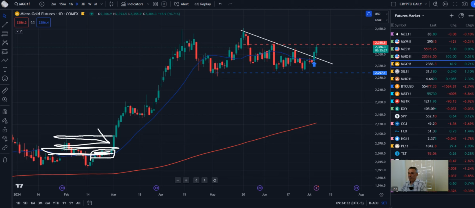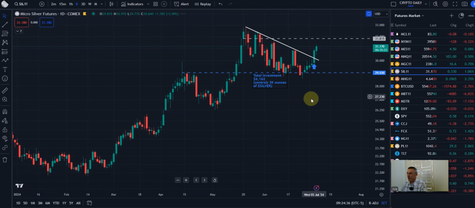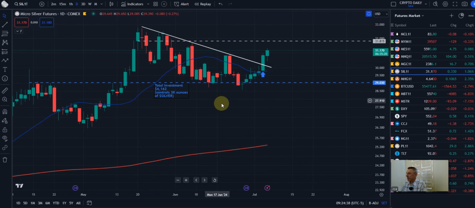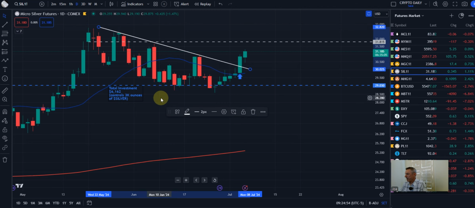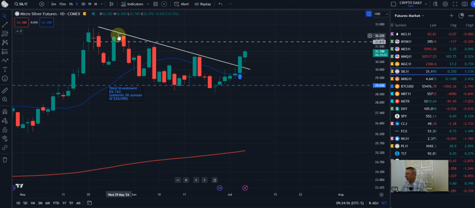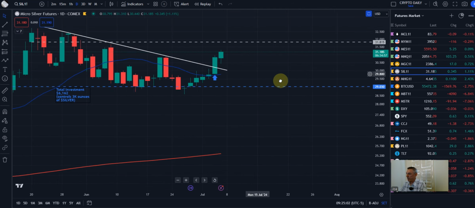Okay, and then let's go to silver if I can get out of here. Okay, there we go. And here, now silver hit a lot more times here, 1, 2, 3, 4. Well, I couldn't get this one back here because you don't want to go through a candle. Okay. So really, technically, according to classical technical analysis, 1, 2, 3, here's the fourth.